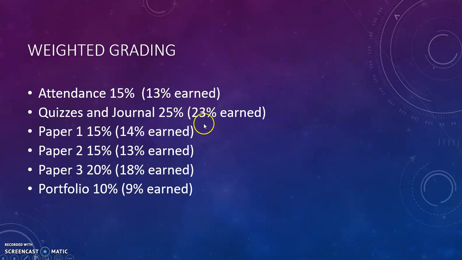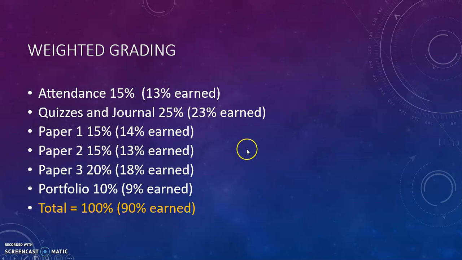So when you add up all these percentages of what they earned, oh look, they got an A. Nicely done. So when you have this weighted grading system, you have to look at each bucket and say, okay, how much did you earn in each bucket? And then you add up the buckets and see what you got.